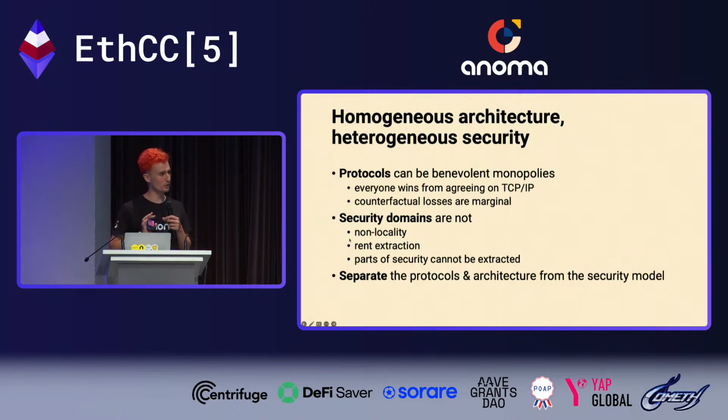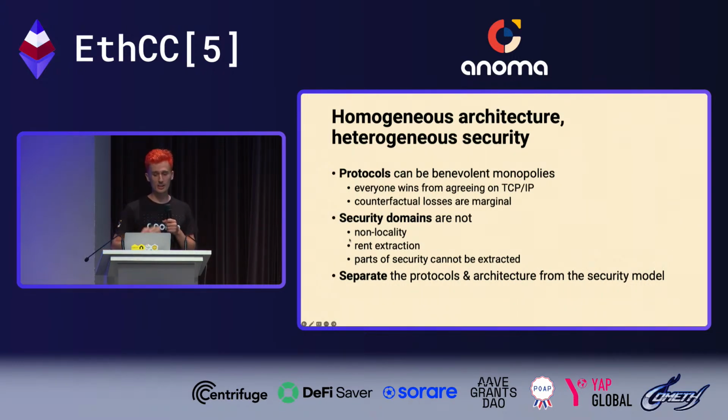Now I'd like to go through homogeneous architecture, heterogeneous security. Why does this make sense? Let's start with this. Protocols can generally be benevolent monopolies, as in we all benefit from having agreed upon protocols like TCP/IP or the cellular backbone, because it allows us to use a unified infrastructure effectively. Like my phone not only works in Europe, it also works with the North American cellular backbone, it works with the Asian cellular backbone, right?